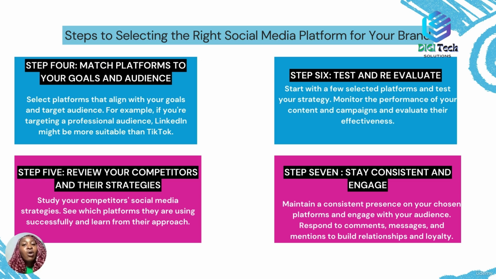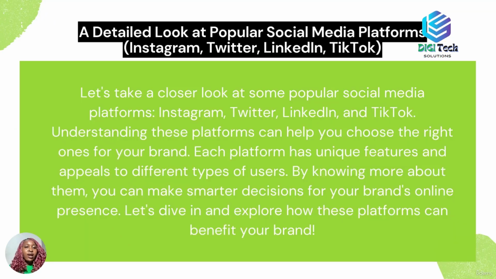Step 7, stay consistent and engage. Maintain a consistent presence on your chosen platforms and engage with your audience. Don't say, now I've chosen the right platform for my brand, I will now go and sleep. No, there is work to do. Because you have chosen the right platform does not mean that you will now go and sleep, right? You must make sure that you engage and you are consistent as well. That's very, very important. At this point, we are going to be taking a detailed look at popular social media platforms like Instagram, Twitter, LinkedIn, and TikTok. Now, we have spoken to you about steps to choosing the right social media platform for your brand. Now, we are going to look at these platforms individually. We are going to look at them closely, right?